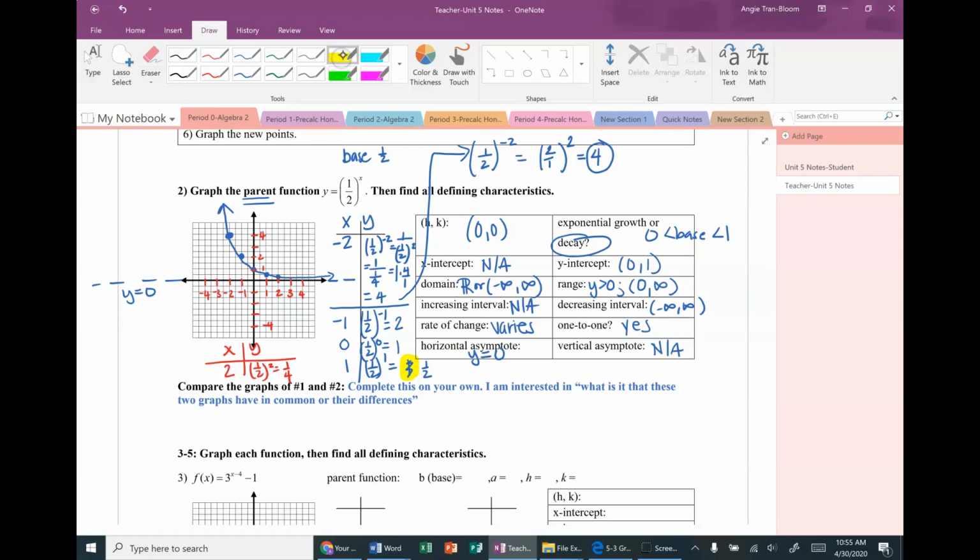Next question says, compare the graphs of number 1 and number 2. Now you are to do this on your own. Tell me some differences you see when the base is a half and some differences you see when the base is 2. Some common things or differences. So spell that out right here for me. That is what you're doing on your own. Go ahead and hit pause, finish that up.